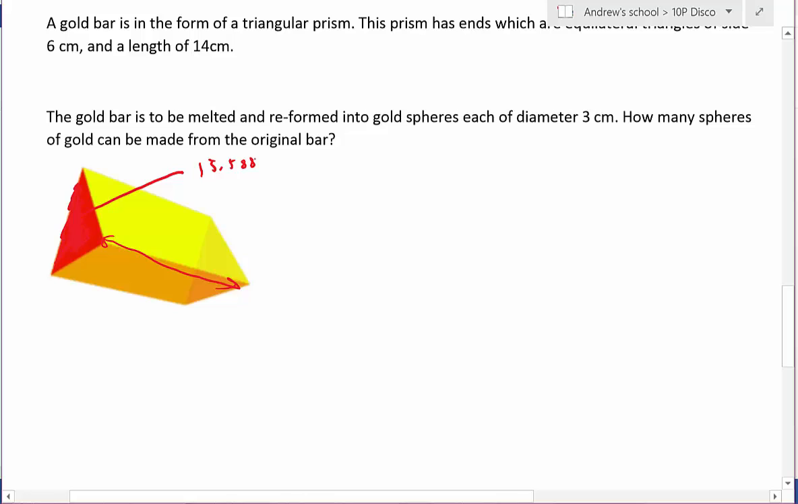Now that we know that the cross section here is 15.588, all we need to do to find the volume of the prism is multiply that cross section by the length that it's extended over, and we're told that that length is 14. So the volume is 15.588 multiplied by 14, which is 218.24 cubic centimeters.